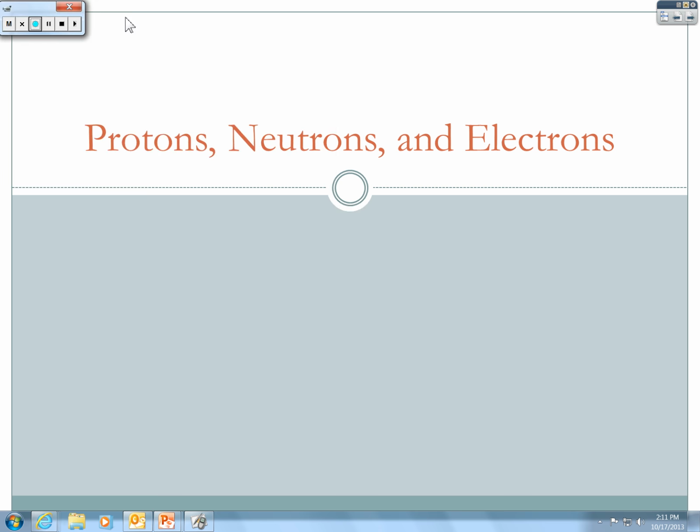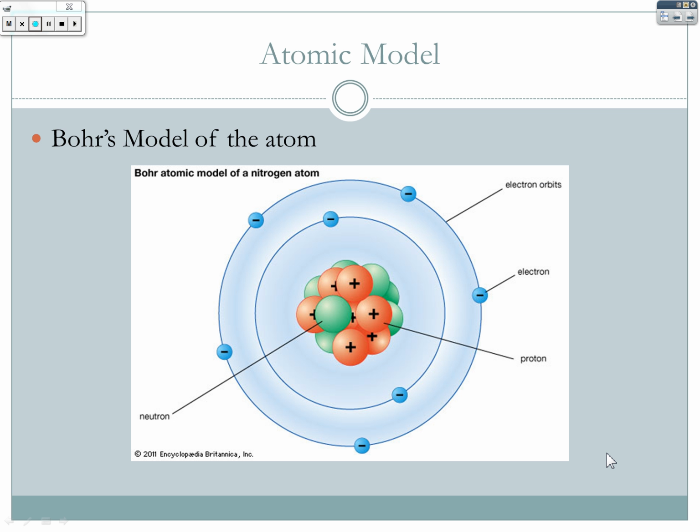Alrighty, today we're going to be talking about protons, neutrons, and electrons. So as we've discussed today, we ended up with the Bohr model for the atom at the end of the atomic theory. And the Bohr model of the atom has the atom made up of protons, neutrons, and electrons. The electrons are orbiting the protons and neutrons, which are in the nucleus, and the electrons are orbiting them in very specific and discrete orbitals or shells.